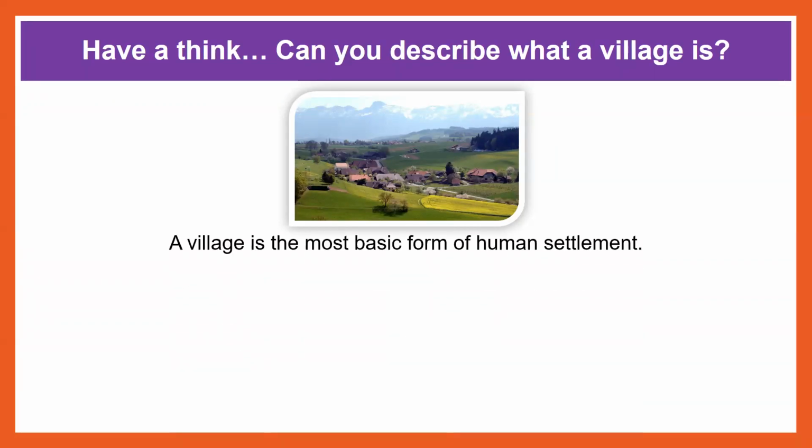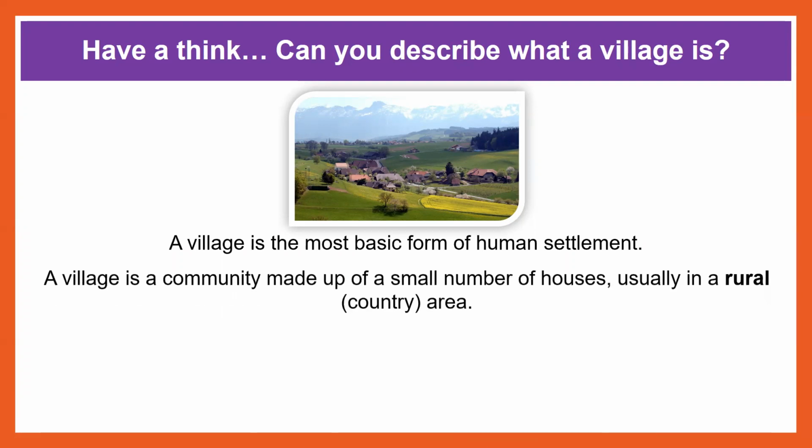Okay, so a village is the most basic form of a human settlement. It's a community that is made up of a small number of houses, and it's usually in a rural, which means country, area.